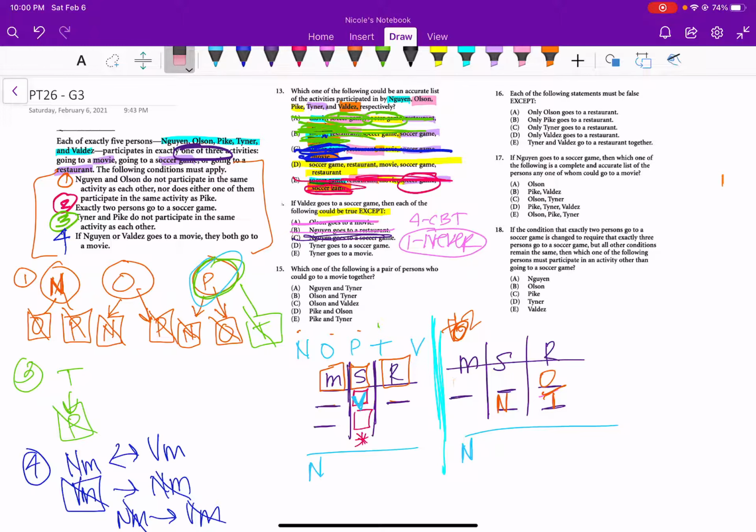Okay, so let's try the next one. T goes to a soccer game. So can we have T going here? I'm going to try the less constrained one first, which actually this is a V. V, and then T.